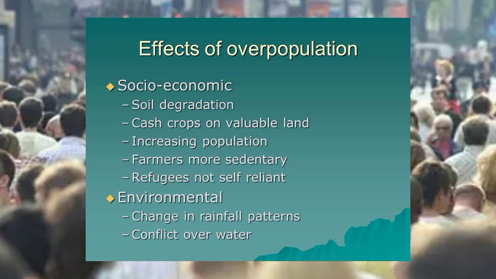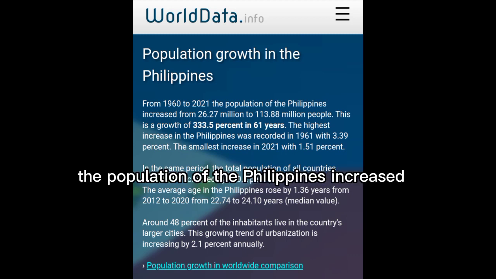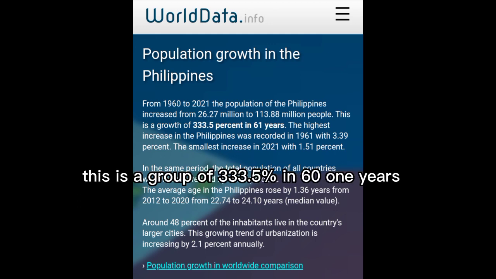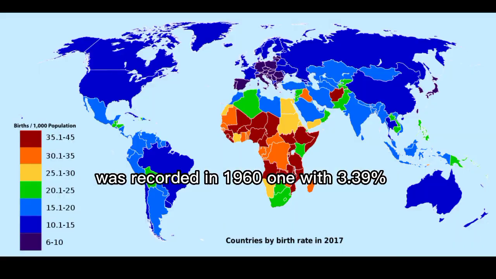According to world data on population growth in the Philippines from 1960 to 2021, the population of the Philippines increased from 26.27 million to 113.88 million people. This is a growth of 333.5% in 61 years. The highest increase in the Philippines was recorded in 1961 with 3.39%.